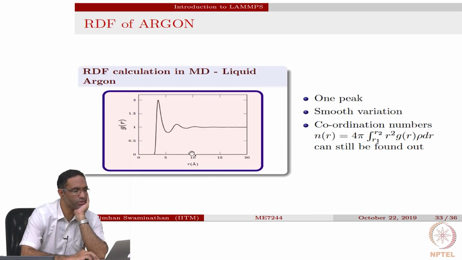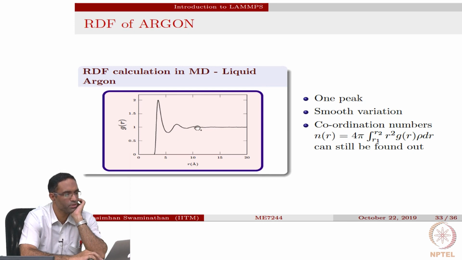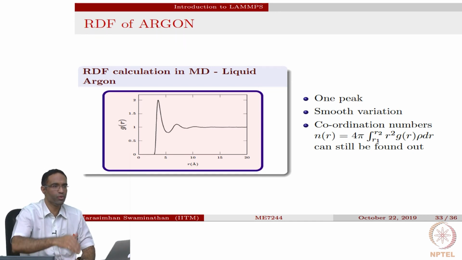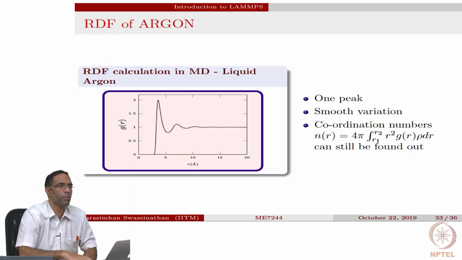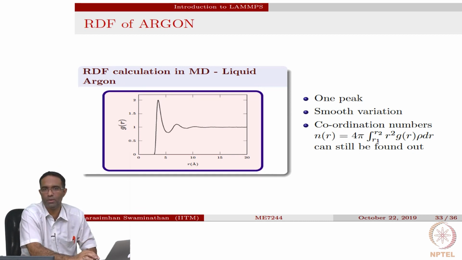So this is how it looks for a liquid. There is one single peak showing some sort of short range order, but after that you find one small peak, and then the radial distribution function converges to 1, basically telling you that if you sit on any atom and go far enough, the probability of finding another atom is 1. That's what this is basically telling you.